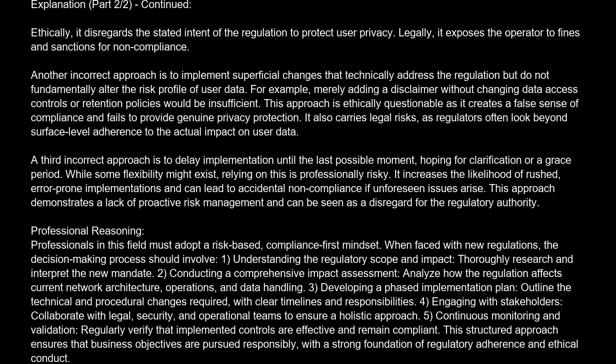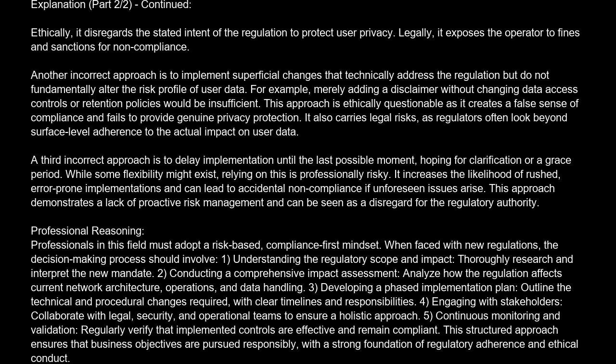A third incorrect approach is to delay implementation until the last possible moment, hoping for clarification or a grace period. While some flexibility might exist, relying on this is professionally risky. It increases the likelihood of rushed, error-prone implementations and can lead to accidental noncompliance if unforeseen issues arise. This approach demonstrates a lack of proactive risk management and can be seen as a disregard for the regulatory authority.